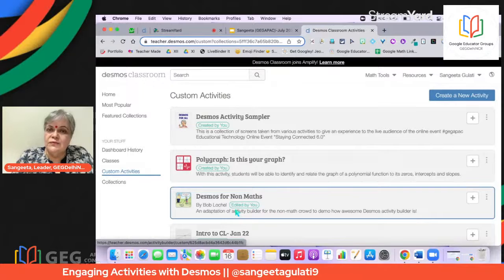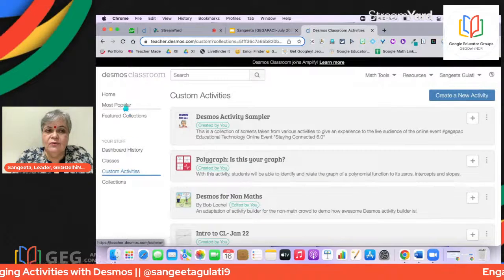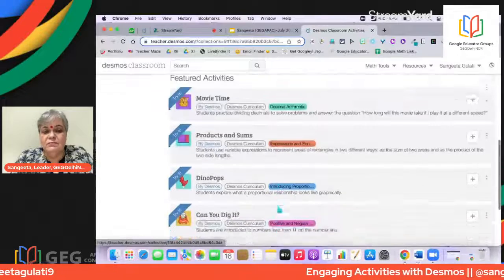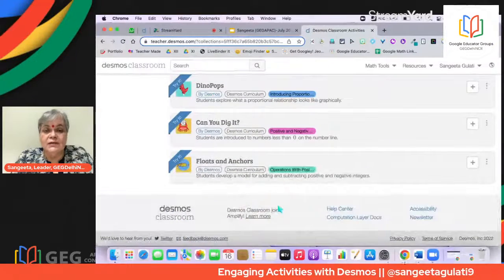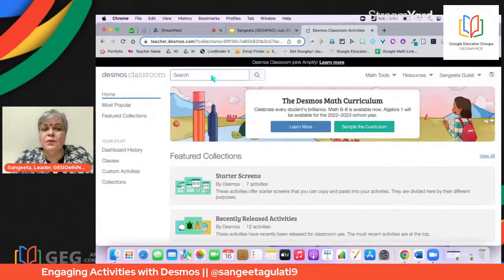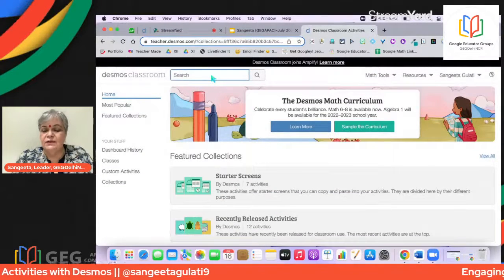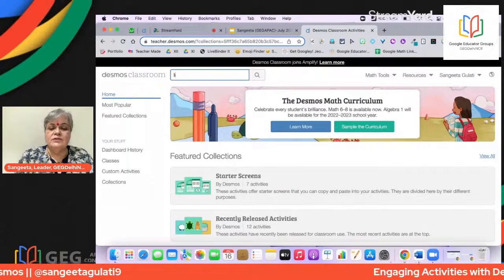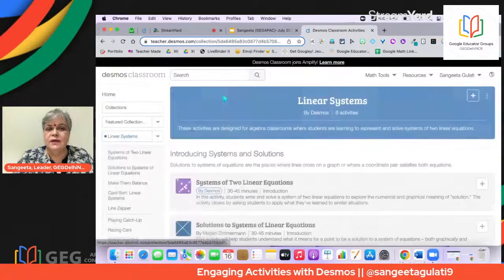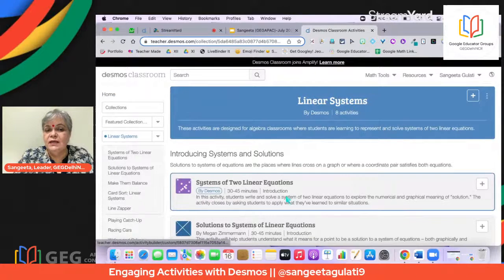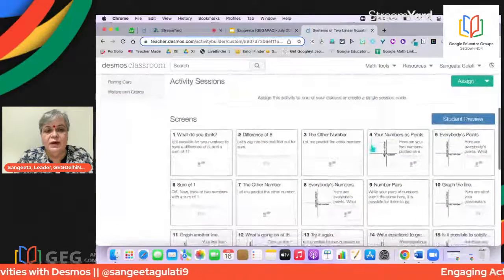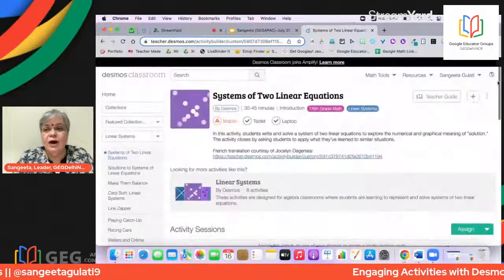Not all of us are that comfortable or confident. For most of the time, I don't start from scratch. I like some activity, then I start tweaking it. So suppose I search for an activity here. I am looking for something on linear equations or linear systems. Here I have a system of linear equations activity. Does it serve my lesson? Maybe it does, so I want to use it.